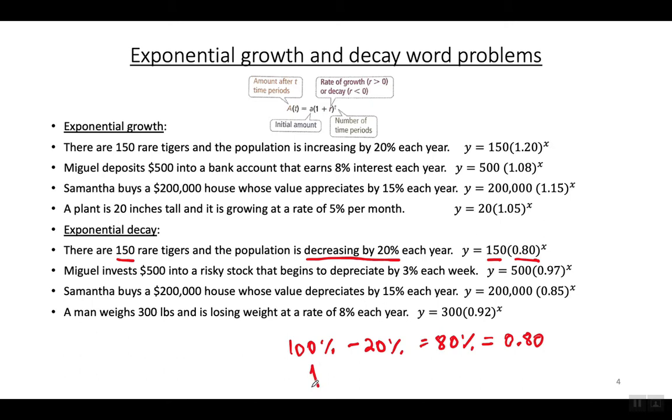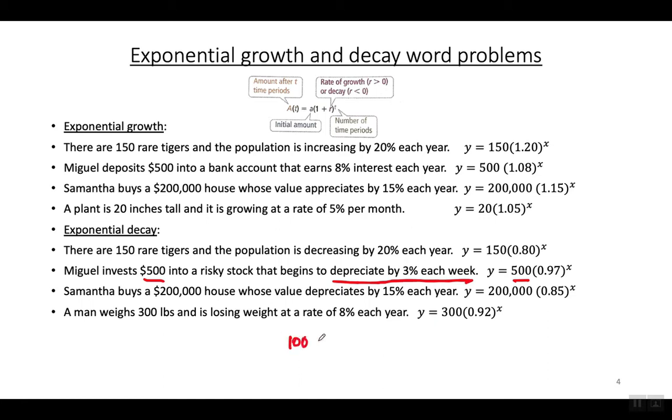Or you could think about it as 1 minus the rate of decay, which is 20%, but written as a decimal will be 0.20. So it gives you 0.8 or 0.80, which is again what I have here. Okay, the second example on the bottom. Miguel invests $500. That's my initial amount. The stock begins to depreciate. That means go down in value by 3% each week.